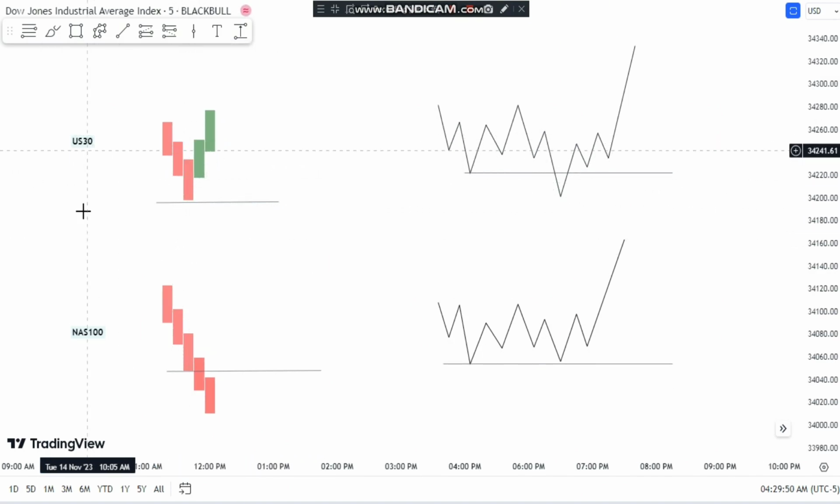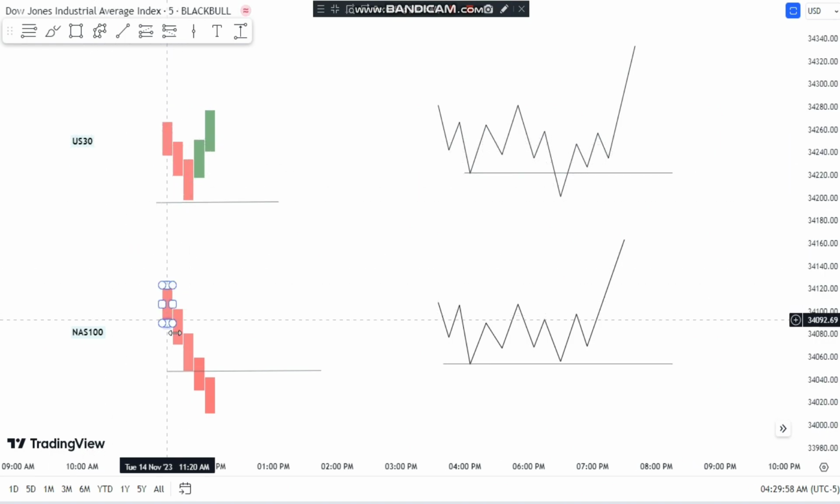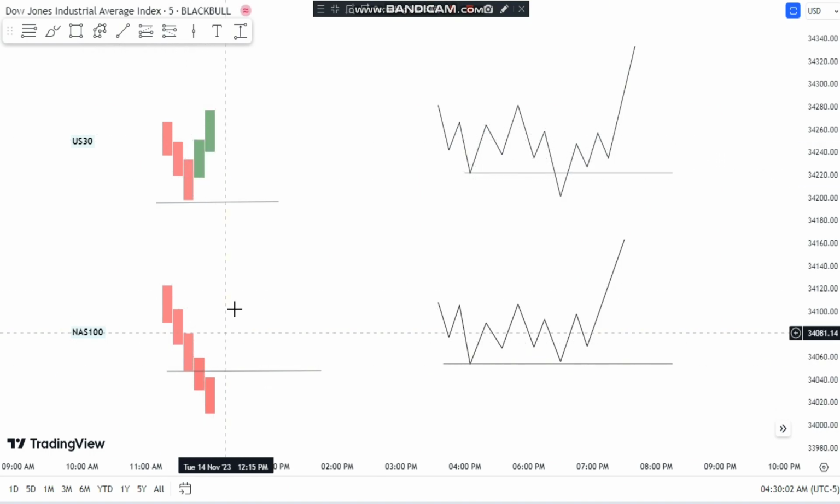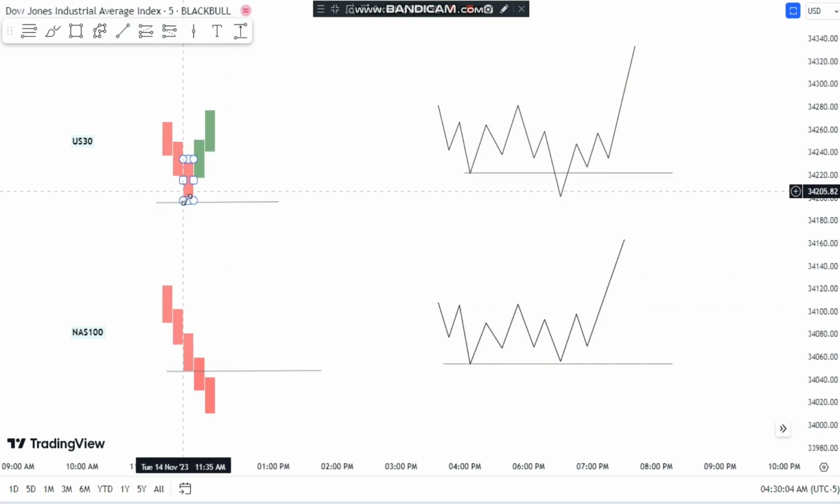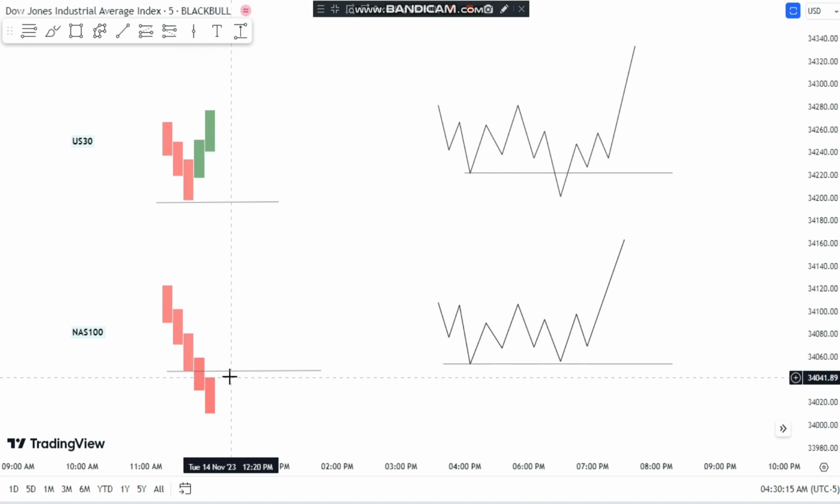Now US 30 and NAS 100 are SMT pairs. What is an SMT pair? An SMT pair means that if the price of US 30 goes down, then NAS 100 also goes down. If US 30 goes up, NAS 100 also goes up. But here you can see that this candle was the low and then the price went up. But here on NAS 100, you can see that this low was swept by these two candles. Okay, so we got an SMT divergence.